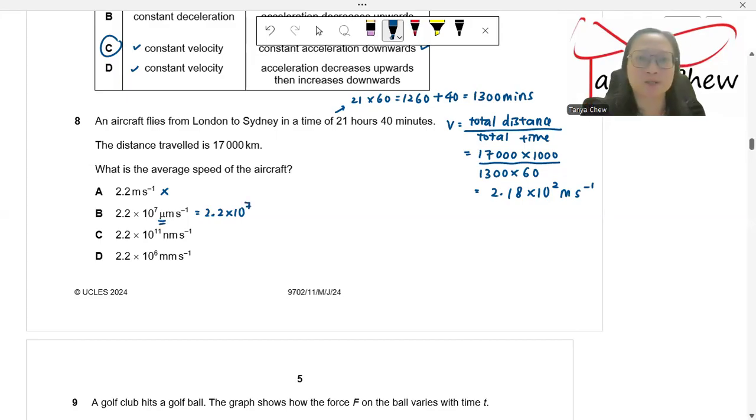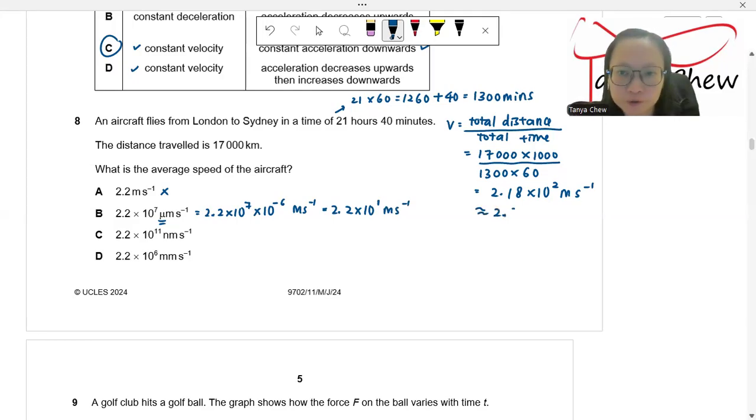Mu is one of the prefixes, micro, which carries the power of 10 to the power negative 6 meter per second. So when you work it out, you should get 2.2 times 10 to the power of 7 plus negative 6, you get to the power of 1 meter per second. It is also not B because I want 2.18 or 2.2 times 10 to the power of 2. I round it off to 2.2 times 10 to the power 2 meter per second.